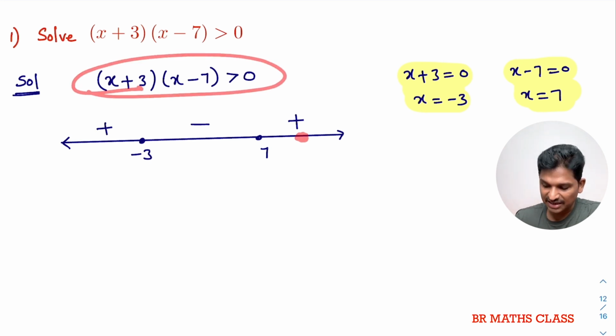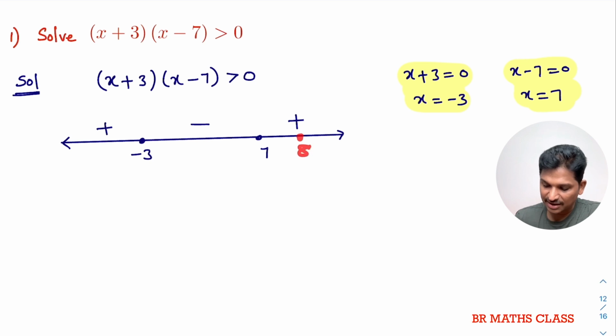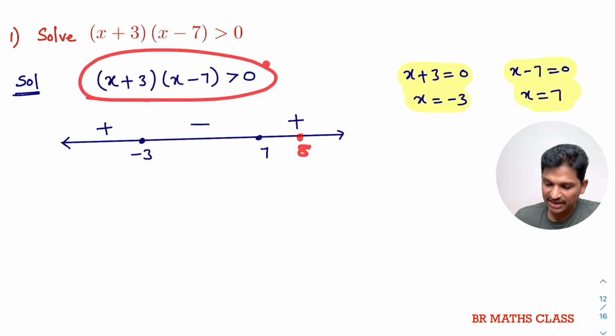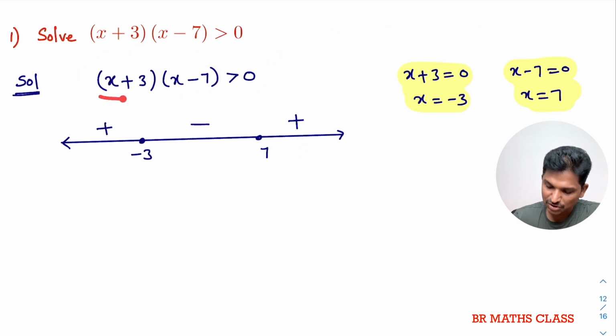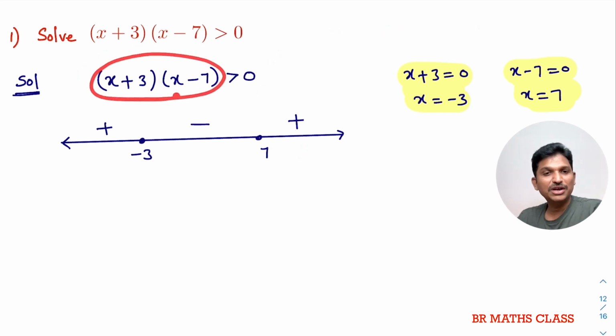I am taking 8 and saying that 8 satisfies this inequality. 8 plus 3, positive or negative? That much only we need. 8 plus 3 is positive. Now 8 minus 7, positive or negative? Positive. Right? Positive into positive is what? Positive. I hope you are understanding. When I substitute x equal to 8, whatever number you get is 100% greater than 0.